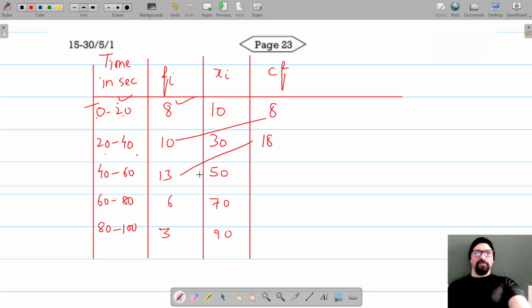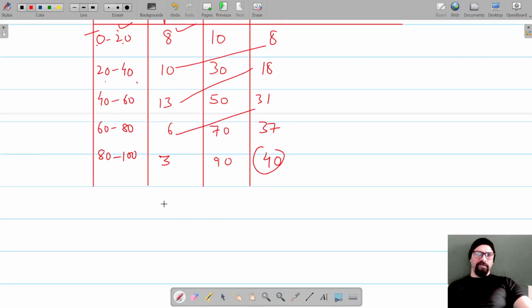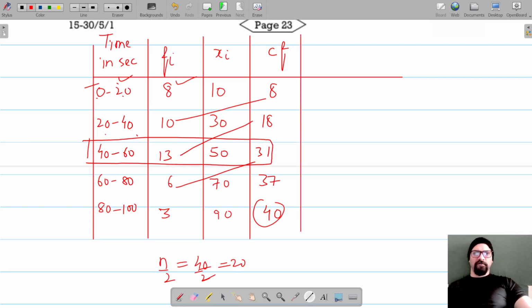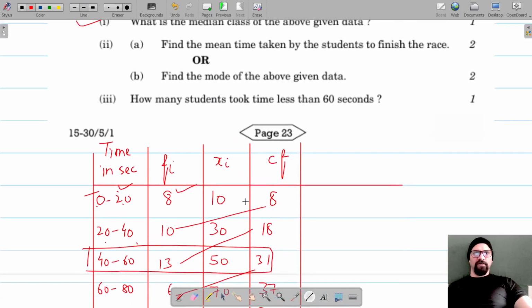So 18 plus 13 gives me 31, and 31 and 6 is 37. 37 and 3 is 40. So these are the total number of students who participated, and n by 2, that is 40 by 2, is equal to 20, and 20 comes after 18. So that means this is the median class, and let's write down our median class.